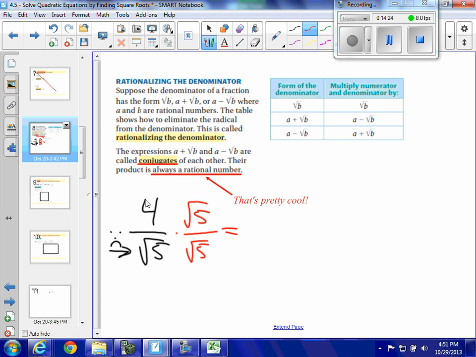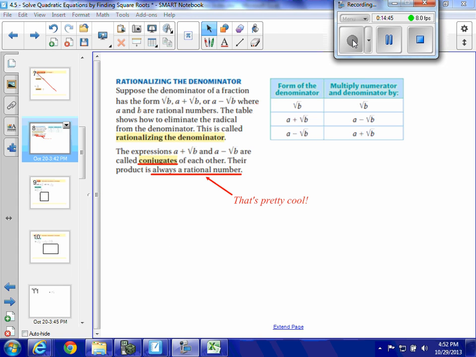So that's going to equal a fraction. I'm multiplying straight across. So my numerator is 4 radical 5, and my denominator is 5. I have now rationalized my denominator. I no longer have a radical sign in my denominator, and this is a perfectly acceptable answer.